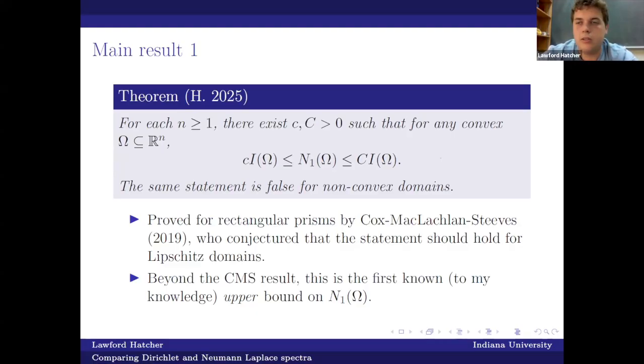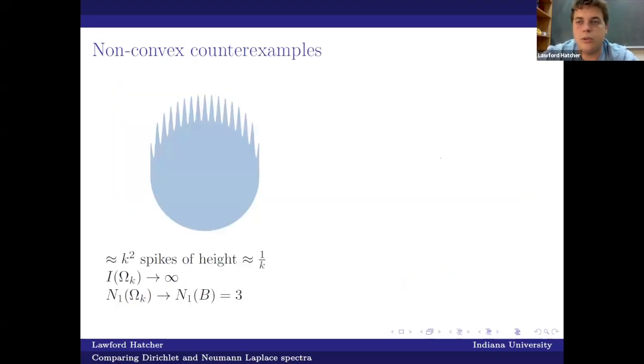Right, so that's the theorem. Now before I talk a bit about the proof, I want to talk about the non-convex counterexamples first. So why is this false for non-convex things? There are two different inequalities, so there are two different families of counterexamples I want to talk about. The first is a counterexample to the lower bound, so a counterexample to showing that n_1 of omega is bounded below by the isoperimetric ratio. The basic idea here is that you're going to take a sequence of domains whose isoperimetric ratio is going to infinity while the domain itself is converging to a somewhat nice domain.